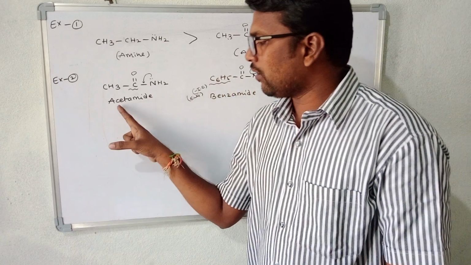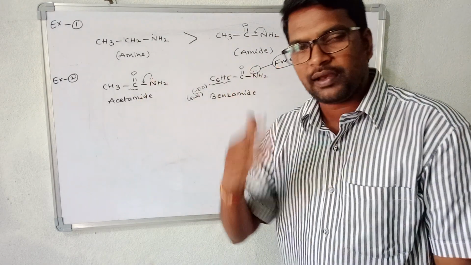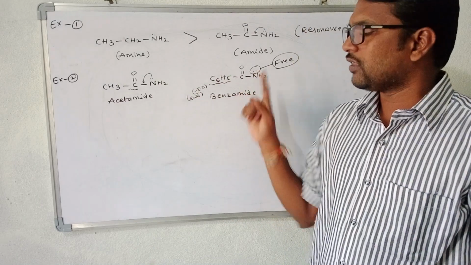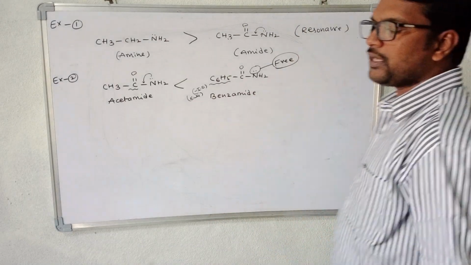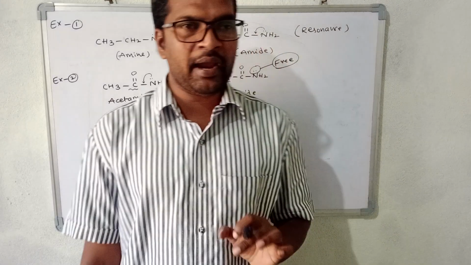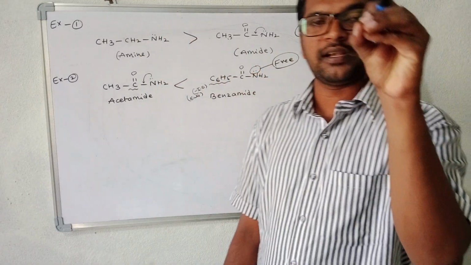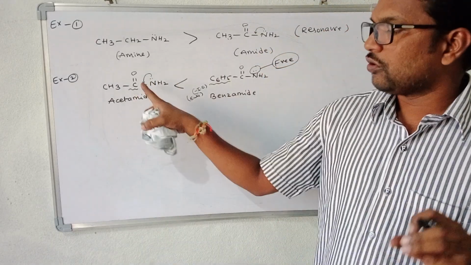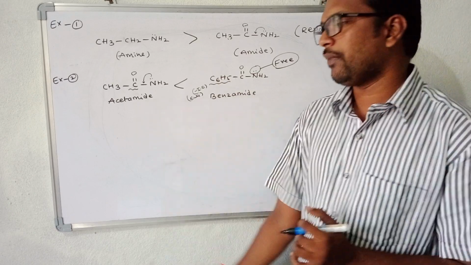That's why when you compare acetamide and benzamide, in acetamide the lone pair is not free, it is involved in resonance, but here this lone pair is present as free. So when you compare the basicity between acetamide and benzamide, benzamide is more basic, because in benzamide the lone pair on the nitrogen atom is present as free, but in acetamide that lone pair is involved in resonance. You remember that: benzamide is more basic than acetamide.